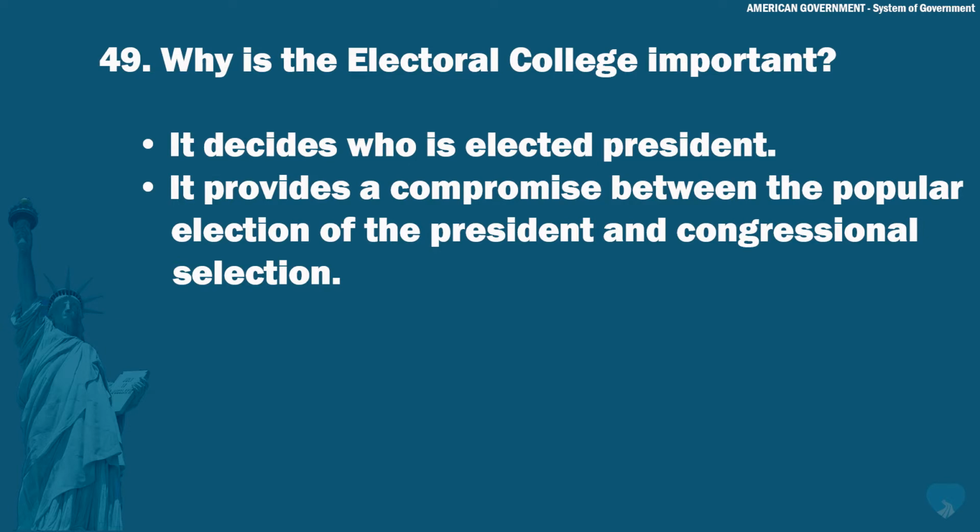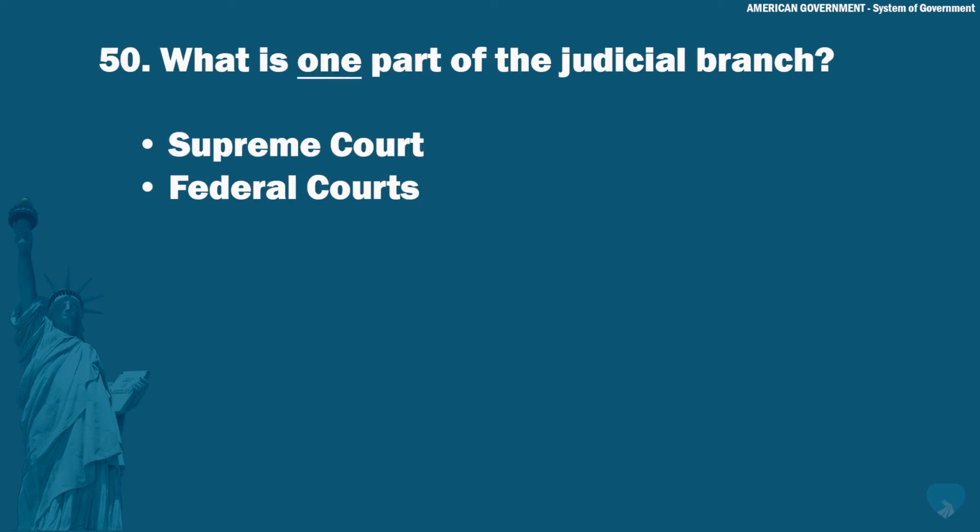Question 49. Why is the Electoral College important? It decides who is elected president. It provides a compromise between the popular election of the president and congressional selection. Question 50. What is one part of the judicial branch? Supreme Court, Federal Courts.